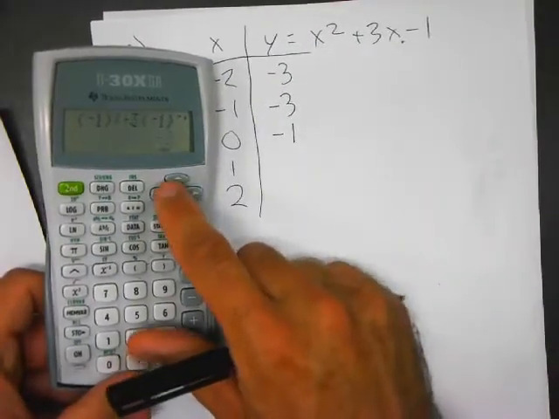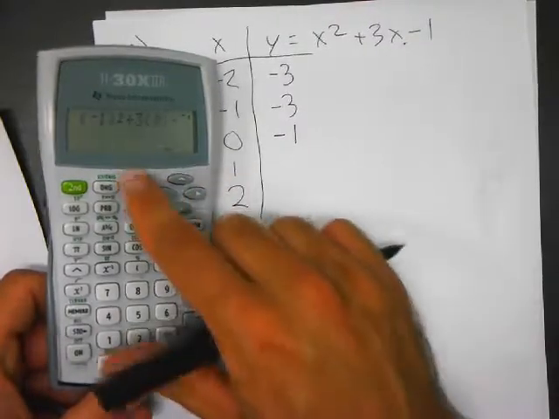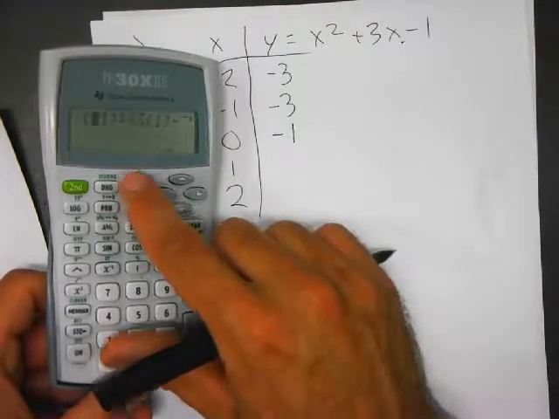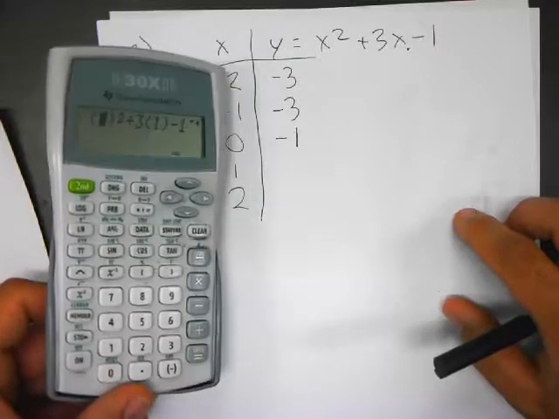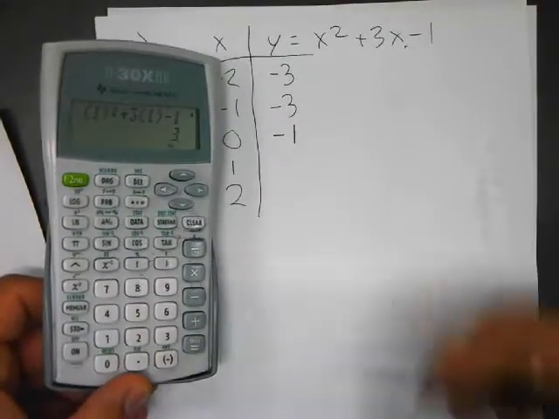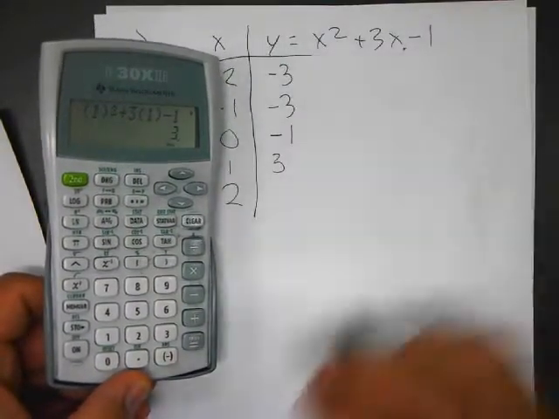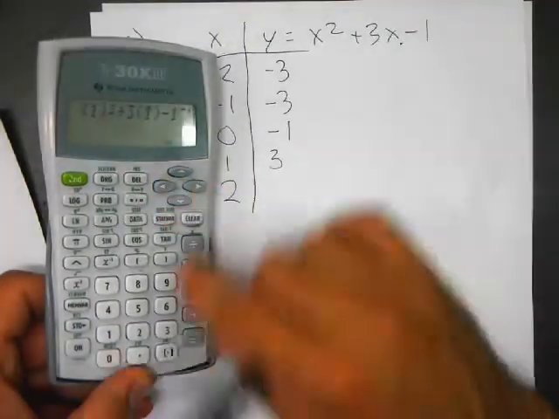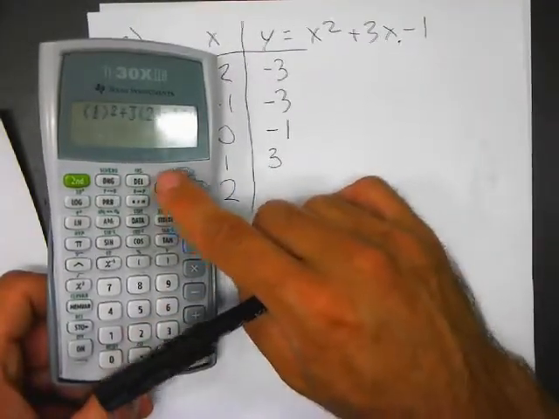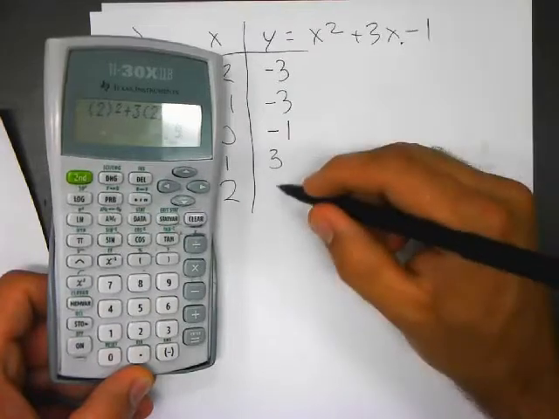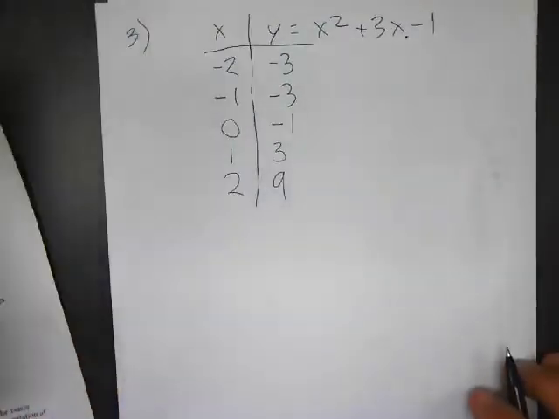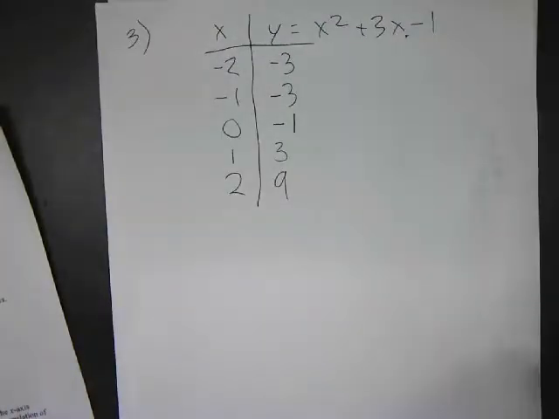Now we can go back and just take out the negative signs. Okay, press equals, you get 3. Go back, put in 2. And we get 9. All right. Questions, concerns, anything so far?